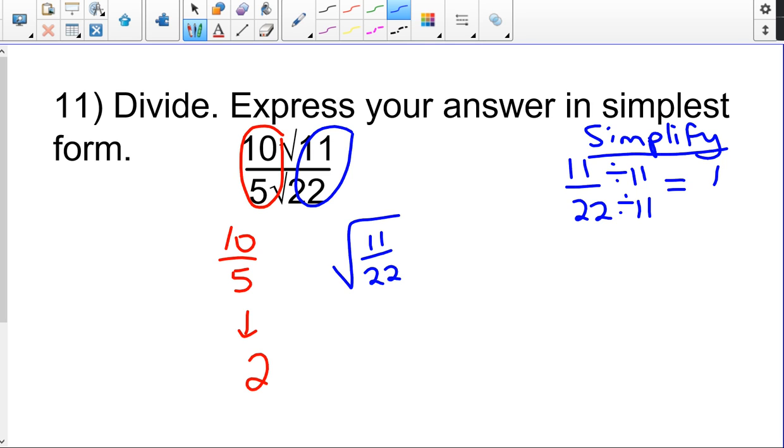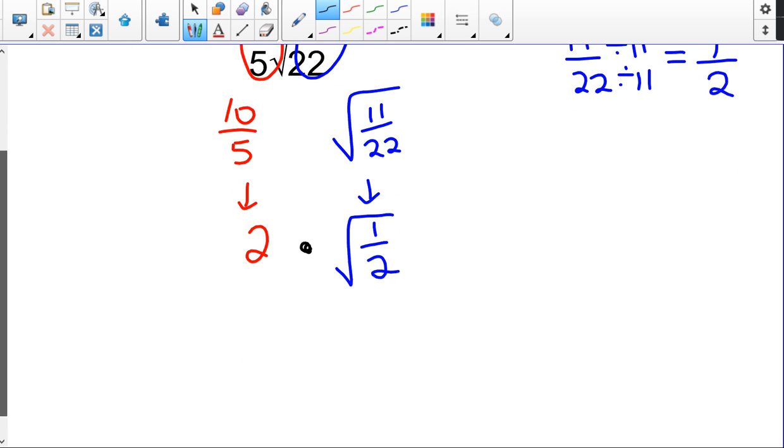11 divided by 11 is 1. 22 divided by 11 is 2. So now, inside my radical, I have this fraction 1/2. Okay, what am I doing with the 2 and the root 1/2? I'm multiplying those because they were together, right? And I just kind of move them aside. But really, when they're next to each other with no operation, that means they're being multiplied by each other. So I have 2 times square root of 1/2.